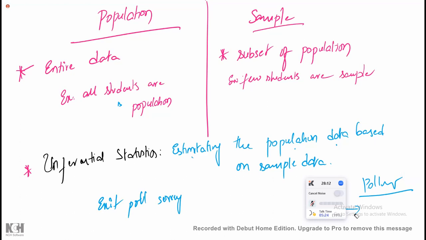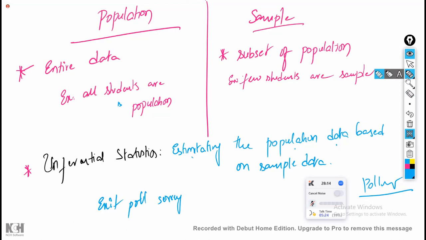So once they get the data, do they get the entire data? Means whoever has voted, for example, in that particular area, 20,000 voters have voted. Are they going to get data from all the 20,000 voters? No, just a sample of 200 or 250, something like that. And based on that, they are going to analyze.